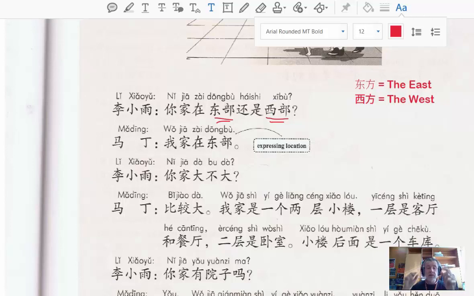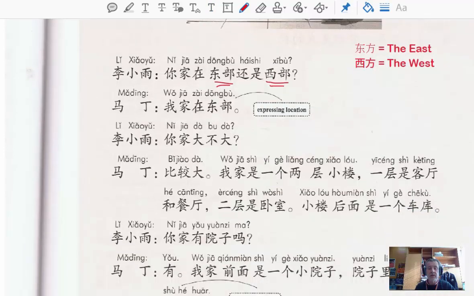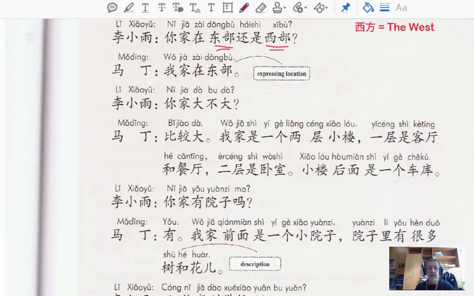Okay, so then Martin goes on and says 我家在东部. So I think that's fairly straightforward, no explanation needed there. Li Xiaoyu asks 你家大不大? Again, I don't think that's a hard one for you to understand. Is your house or your home? The word 家, as we know, can mean both, house or home. So, is your home big or not? And in that case, really, it's referring to the building.